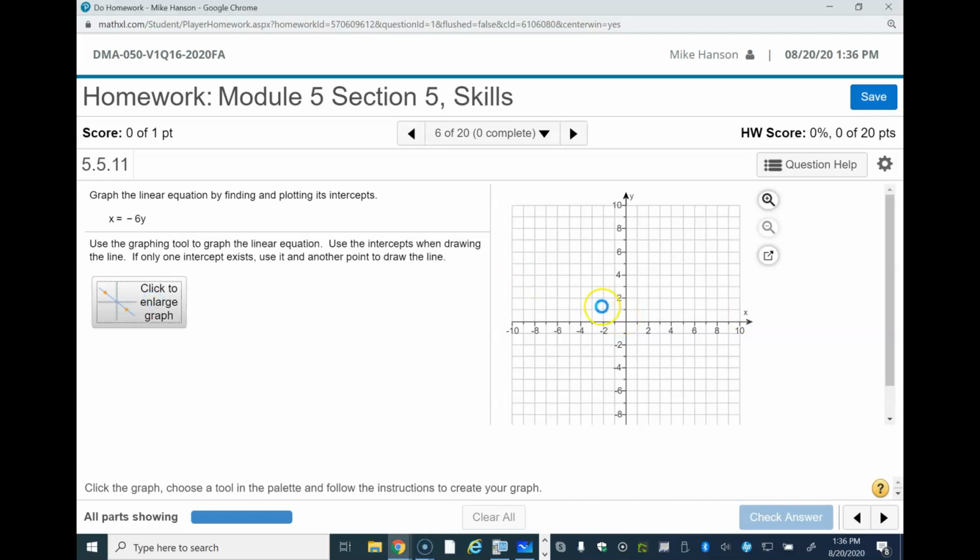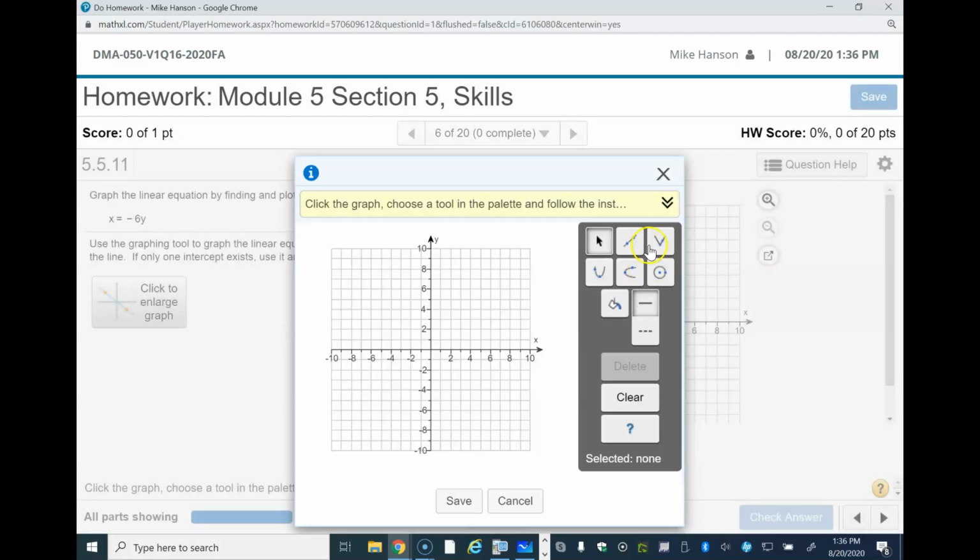We go to our line tool. The first one we found was 0, 0. We're going to click. And the next one we found was 6 and -1. Here, and go through the y-axis or the x-axis. For this particular problem, pick another one, hit save. We're going to check answer, and we should be good.